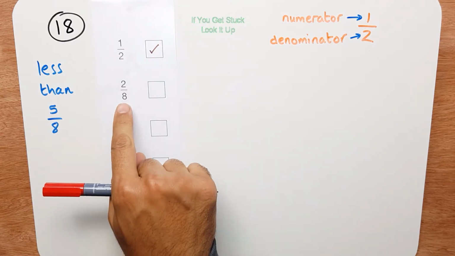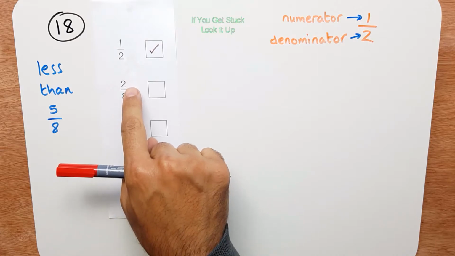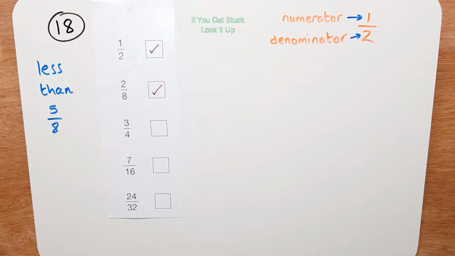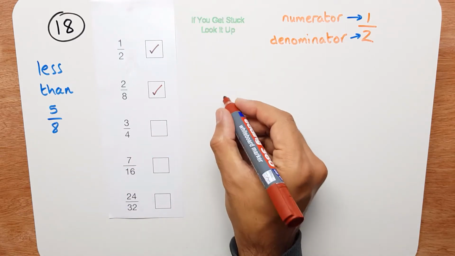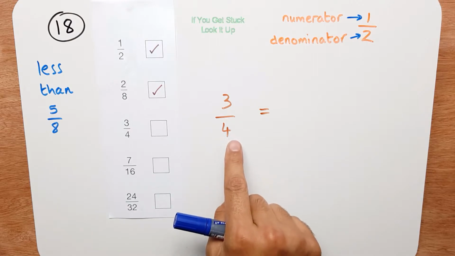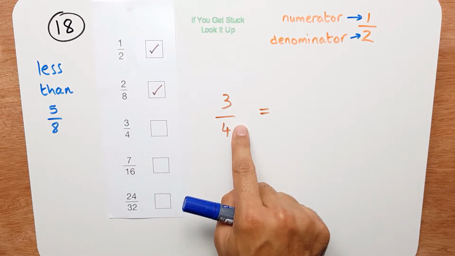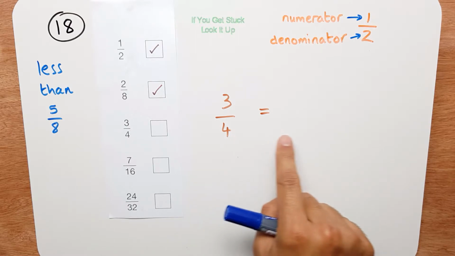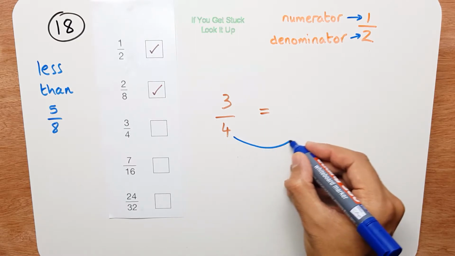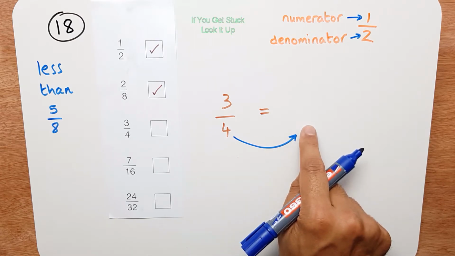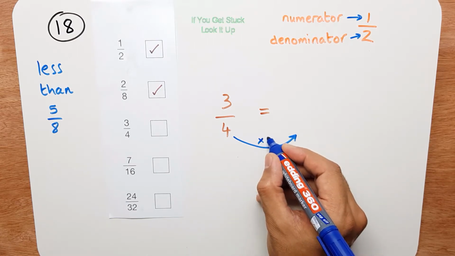Now with the second fraction, I can see straight away that 2/8 is less than 5/8. So I can tick this. So let me write 3/4 here. Now how can I turn 3/4 into 8s? The question is really, how can I turn this 4 into an 8? So what do I need to do to the 4 to turn it into an 8? I can multiply it by 2.